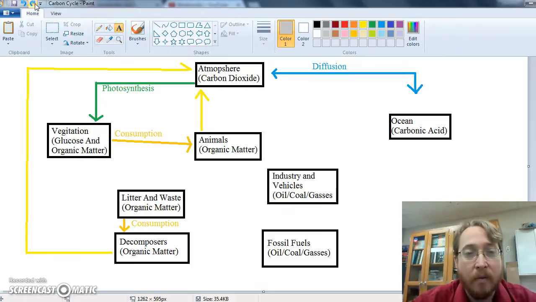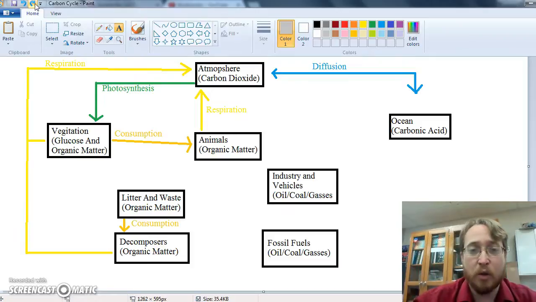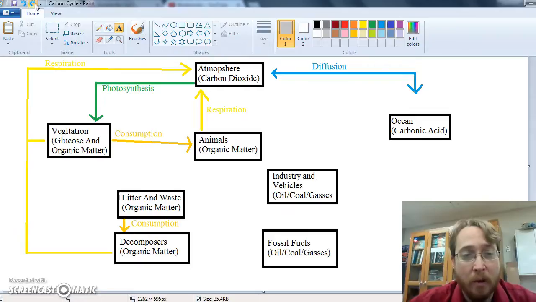Additionally, we have several which undergo respiration. Animals will breathe out the extra carbon dioxide they don't need because they're doing cellular respiration. They're going to breathe it out as carbon dioxide into the atmosphere. Vegetation will do that, and decomposers will do that as well.